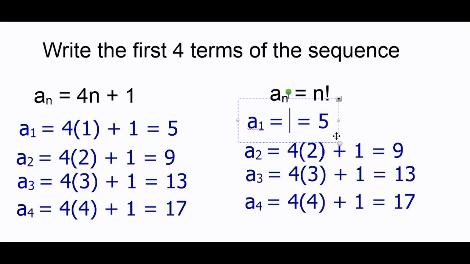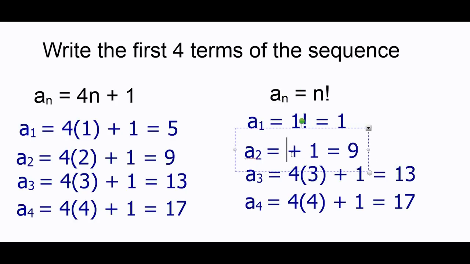If you remember, we have this thing called factorial. Now factorial, just as a refresher, simply means take all those numbers. So in this case, it would just be 1 times itself, which gives us 1. Now that's not very helpful in explaining what factorial is, so let's look at 2 factorial. 2 factorial is simply 2 times 1, which equals 2. So that is our a sub 2.